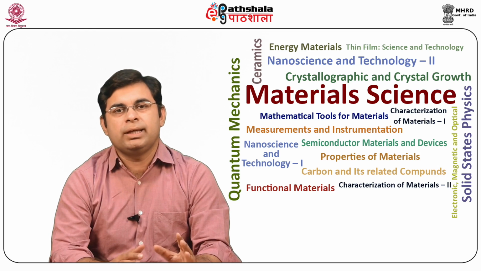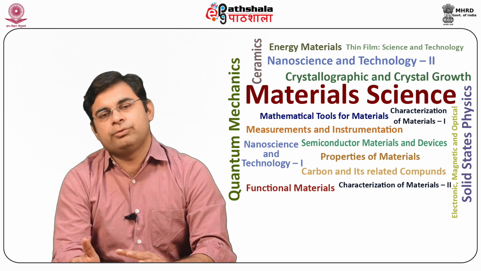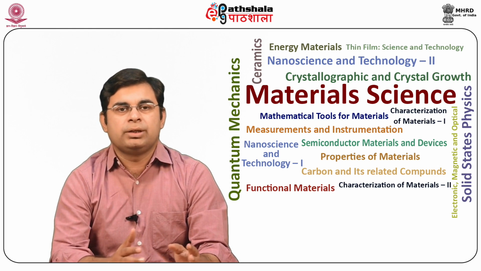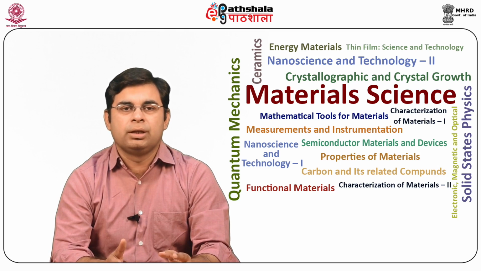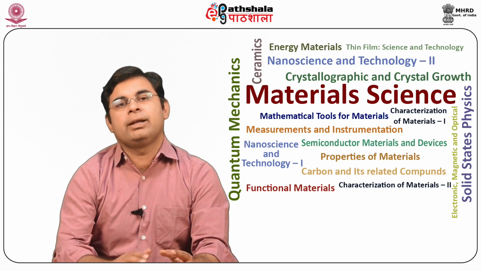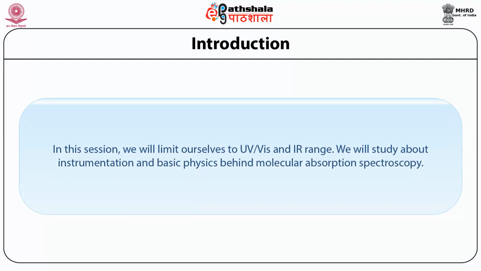Based on the frequency and the wavelength range, the electromagnetic spectrum is classified into various classes. Gamma rays have the smallest wavelength, in the range of 1 picometer, and radio waves can have wavelength as long as 100 megameter. In this session, we will limit ourselves to UV-visible and IR range. We will study about instrumentation and basic physics behind molecular absorption spectroscopy.